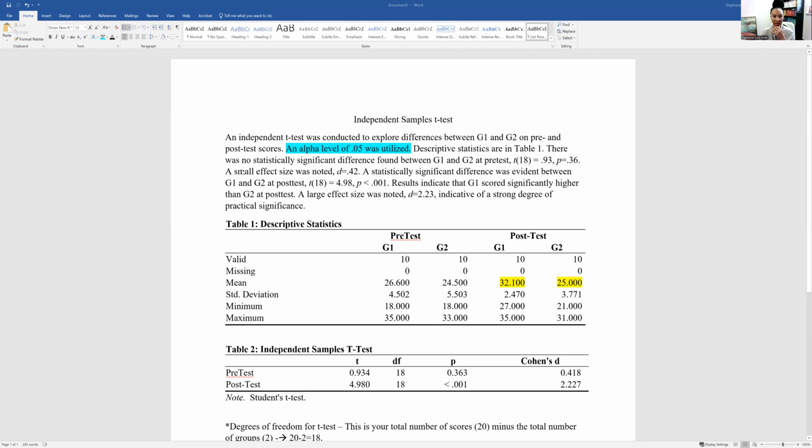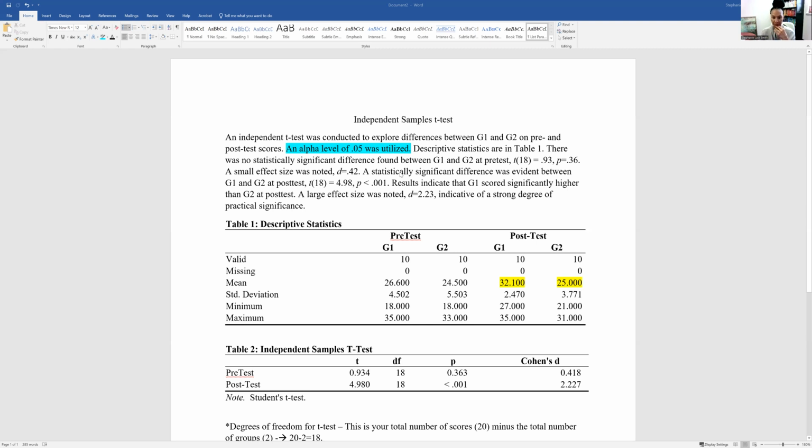And then we would follow that with the reporting of our effect size. We'll talk about effect size in a little more detail in just a little bit. So this is what the write-up for the results for a pretest would look like.